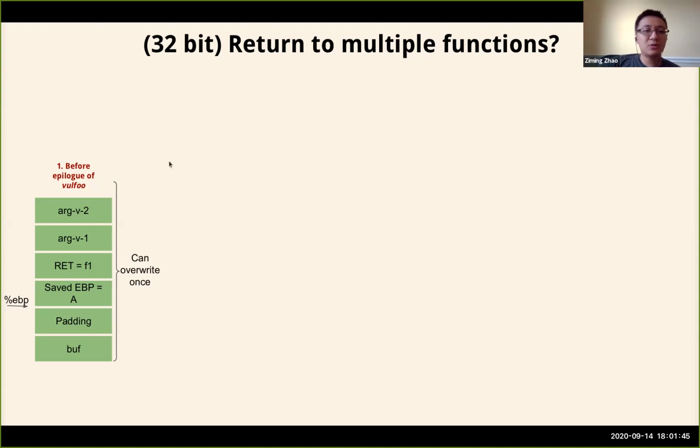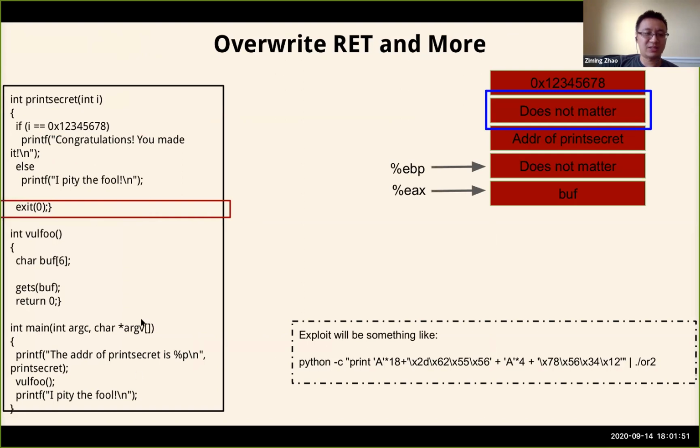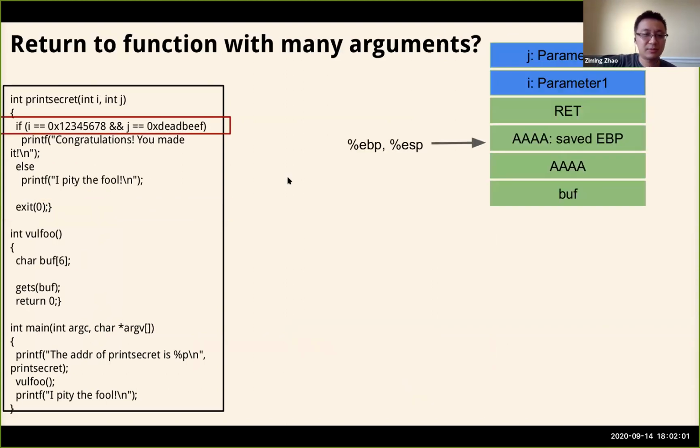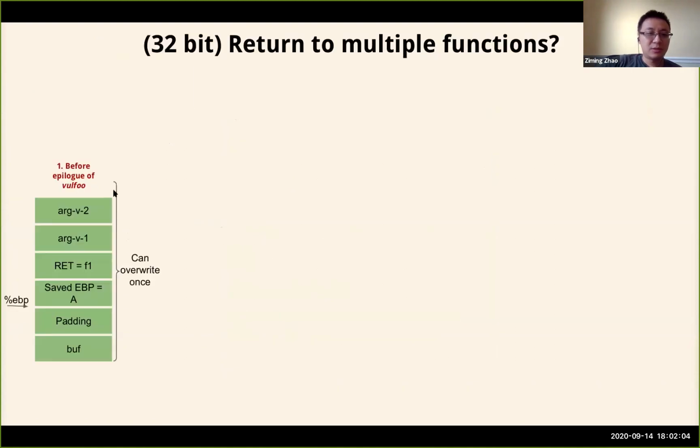Okay. So let's say we are still using the same program like this one. But we're not returning to print secret anymore, we're returning to functions like f1, f2, f3. Okay, many of those. So before the epilogue of the vulnerable function, this is what the stack looks like. We have the buffer. Then there may be some padding by the compiler. Then there is a saved EBP. The value doesn't matter. Let's say it's 8. Then the return address, we want to overwrite it to our target f1.